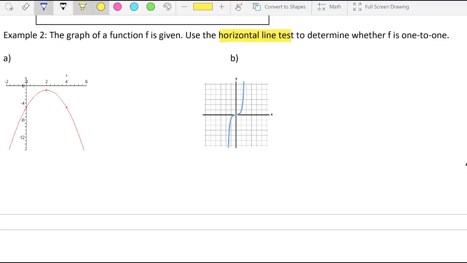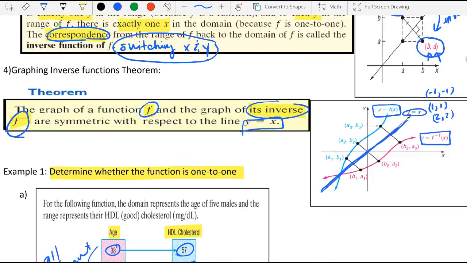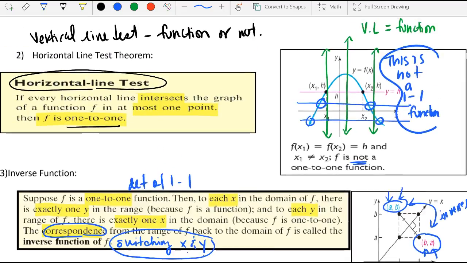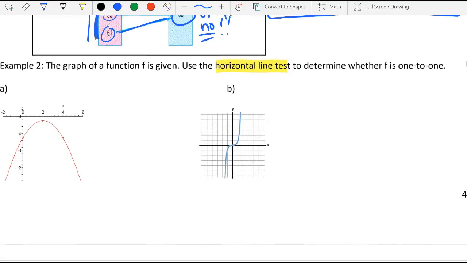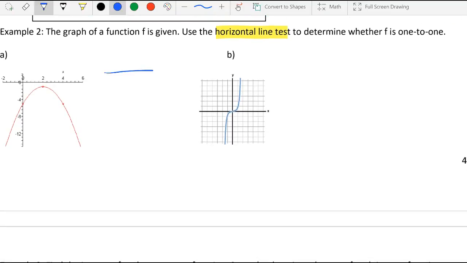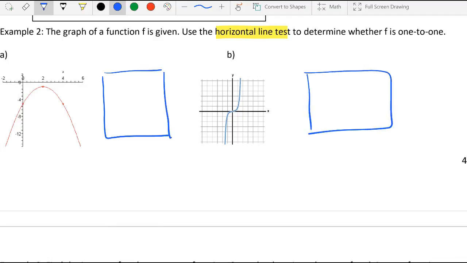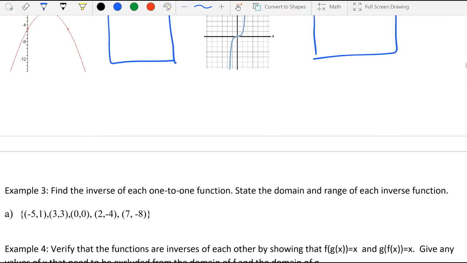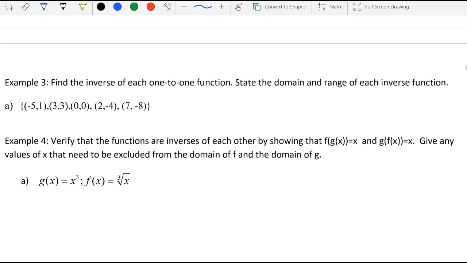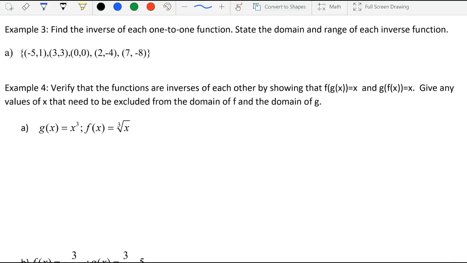What I would like for you to do is go back and go over your horizontal line test definition, which is right here. On your own, come back and do me a favor and answer both of these. Tell me in these boxes, answers, whether they are 1 to 1 or not. Pause it for a little bit, guys, so you're not in a rush. Once you're done answering those questions, then come and work this out together with me.